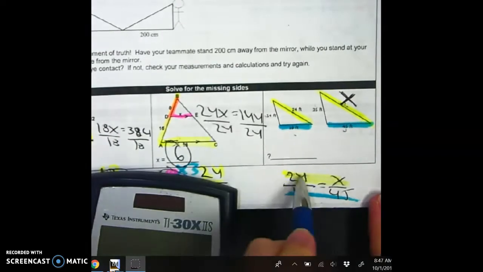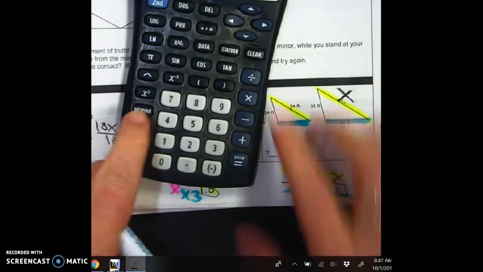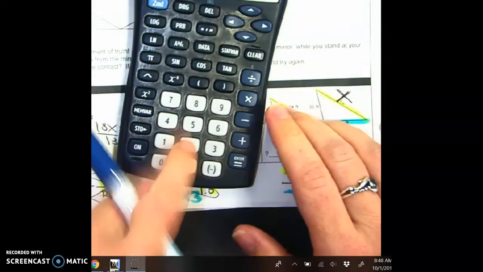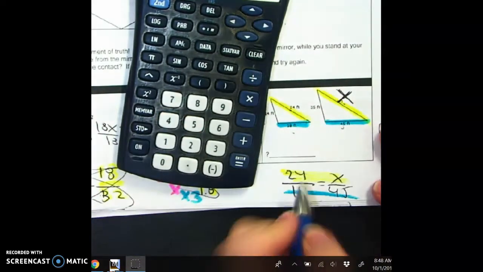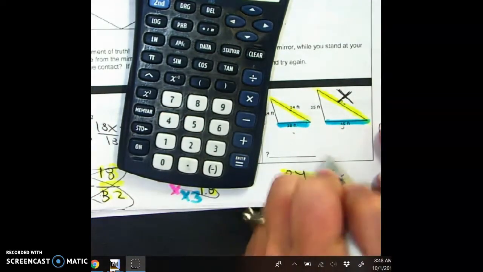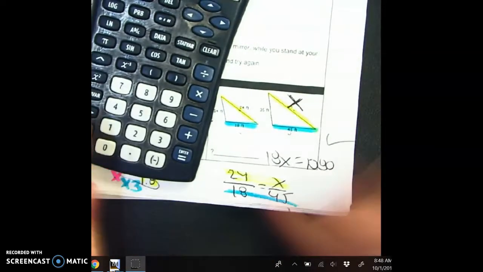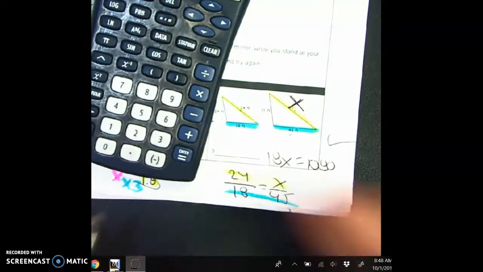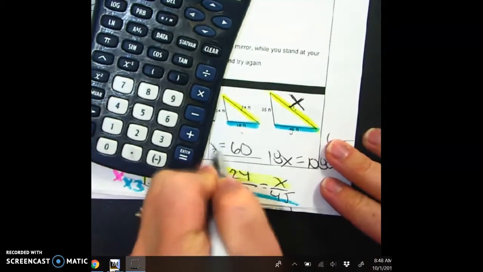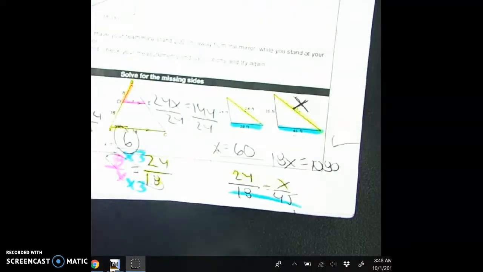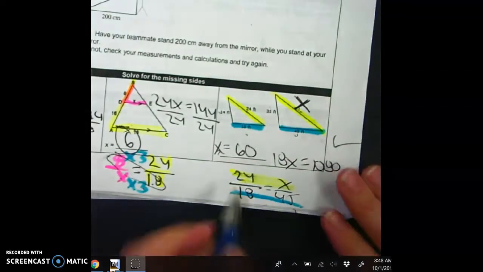And I'm going to go 24 times 45. Oops. And I get 1080. So 18x equals 1080. And then divide by 18, and I get 60. Okay? All right. I just want to show you another way because I can't help myself.